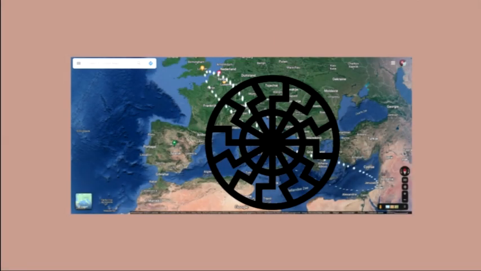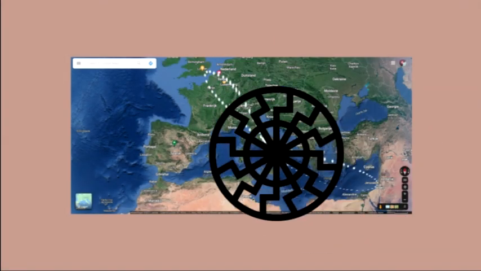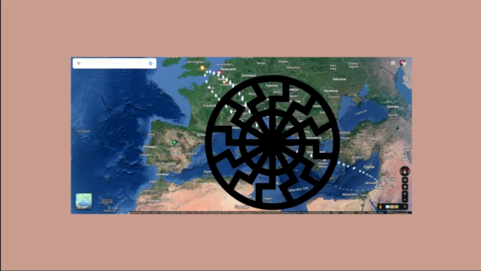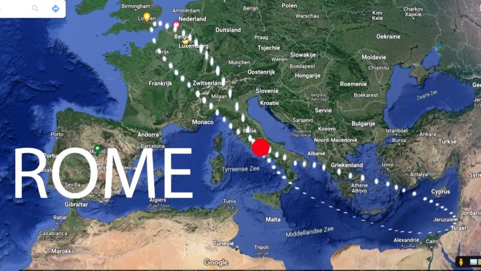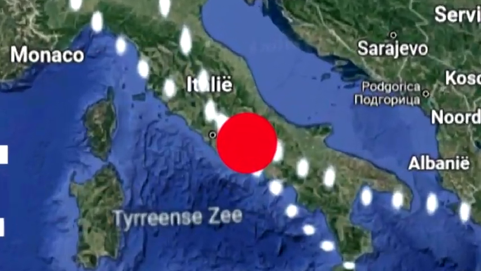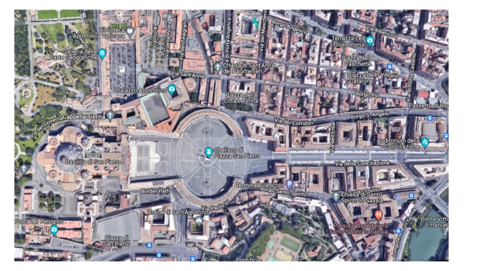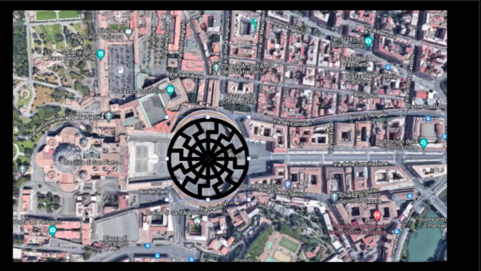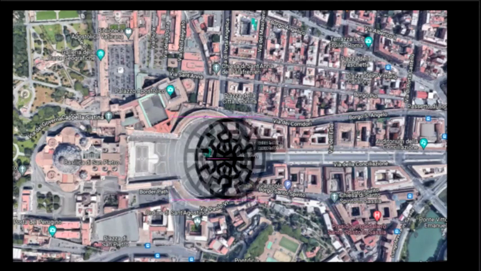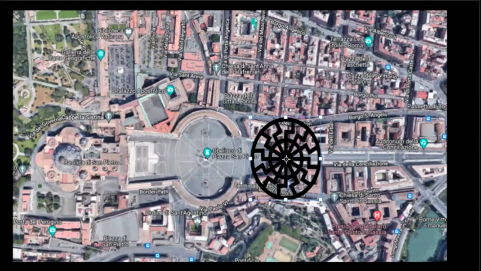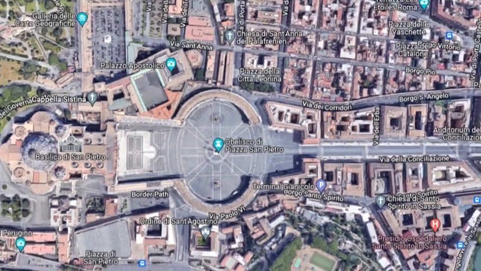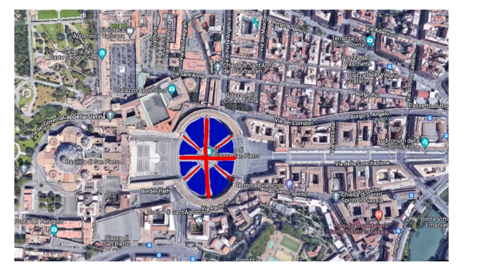Let's go back to the ending of my previous video, where I showed the movement of the black sun. And Rome is the center of this movement. Let's go to Rome and the St. Peter Square. Let's play around a bit and put in the Schwarze Sonne. Maybe we can detect some other shapes in it. The British flag. Top view on the blue pyramid and red pyramid.